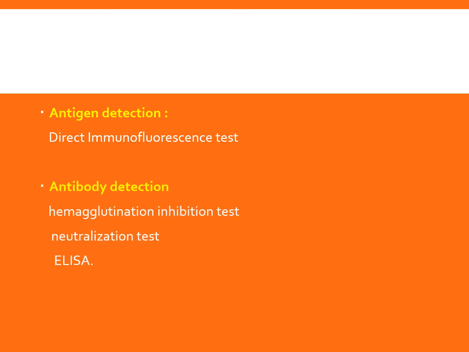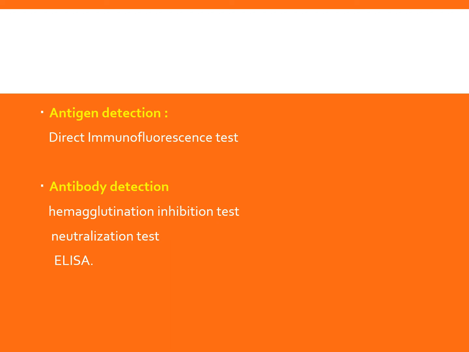Now the second test is the antibody detection. For any infection, if you are going for antibody, you need the serum sample. That is the thumb rule. For antibody, you need the serum. Now on serum, what tests can you do? Hemagglutination inhibition test, neutralization test, ELISA. Everybody knows about ELISA and neutralization, and now the main test, which is the hemagglutination inhibition, is very important because this term you hear only in the influenza infection.